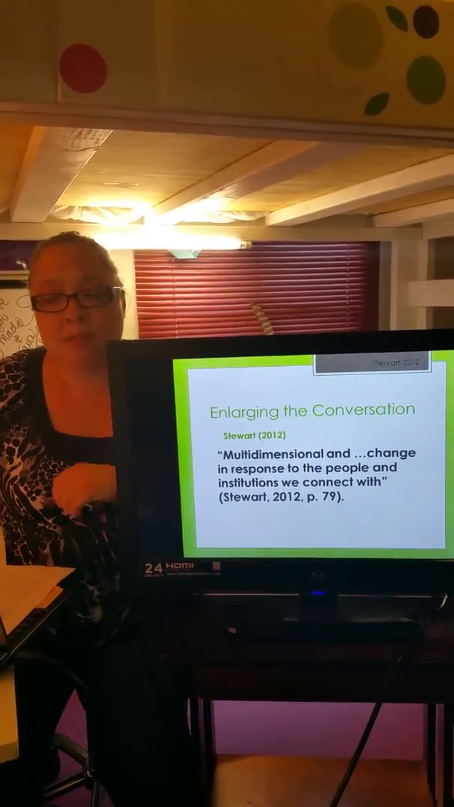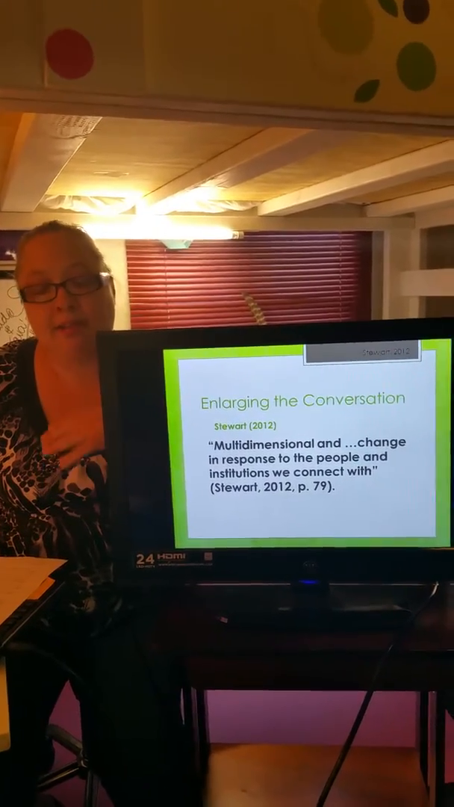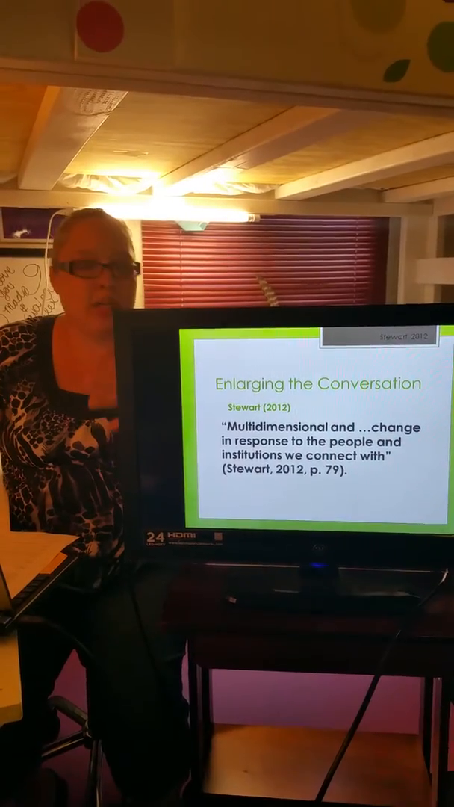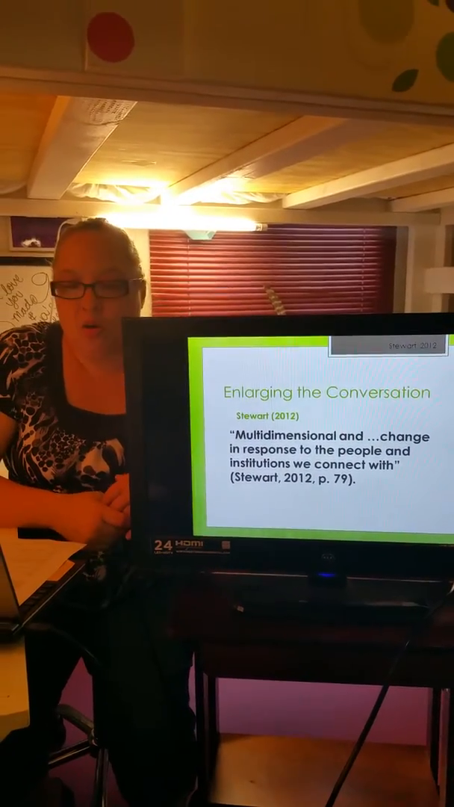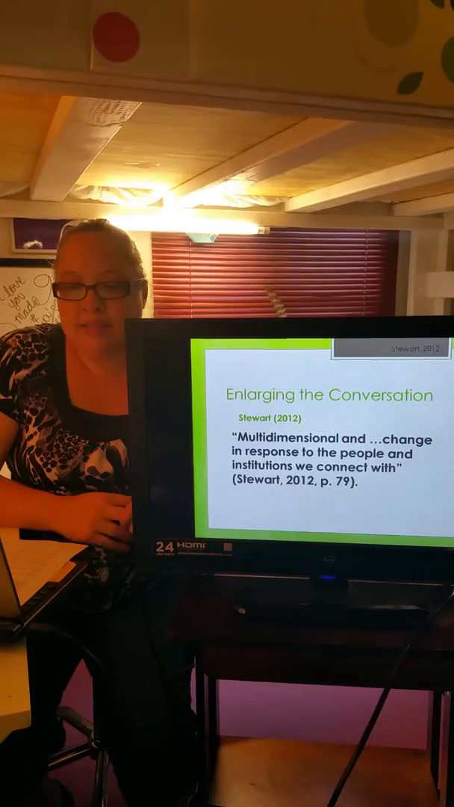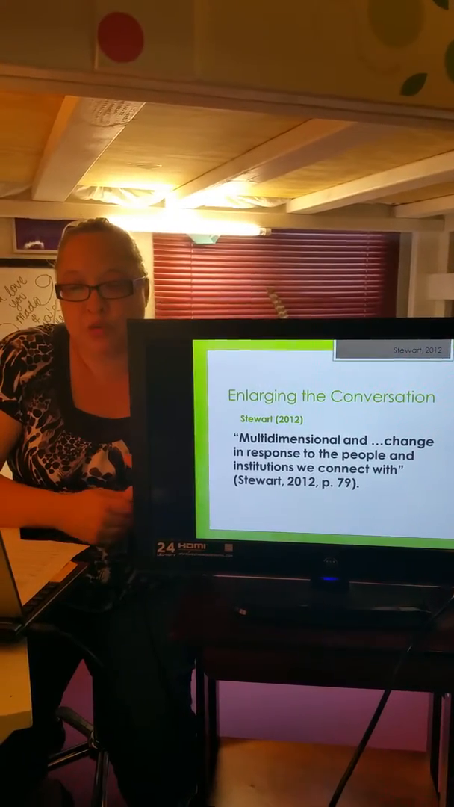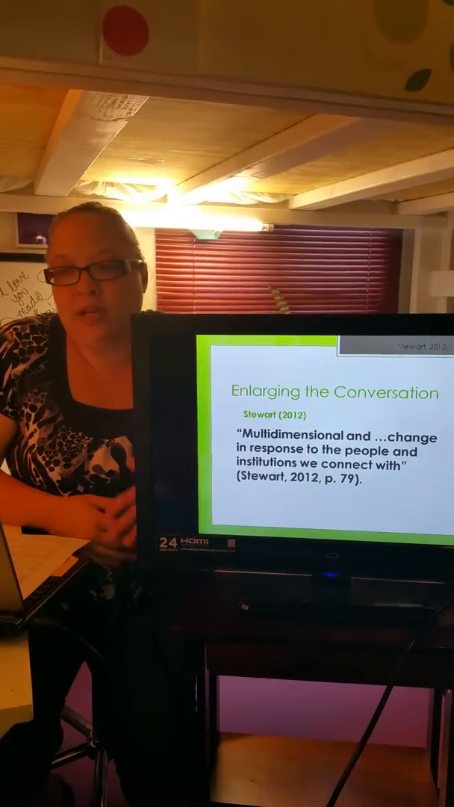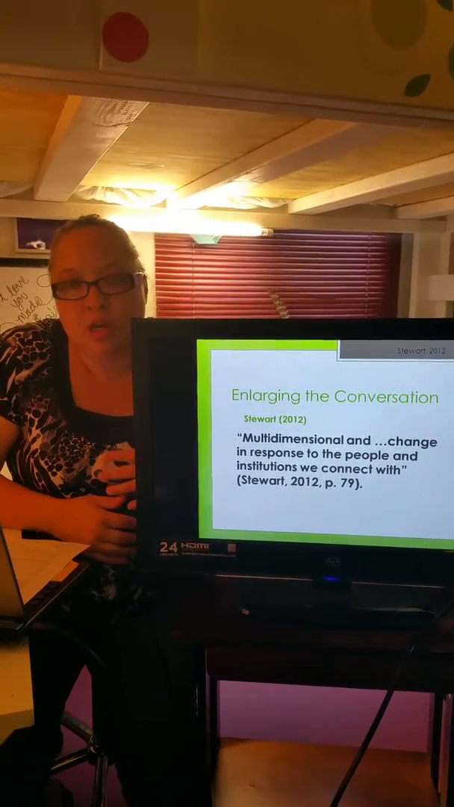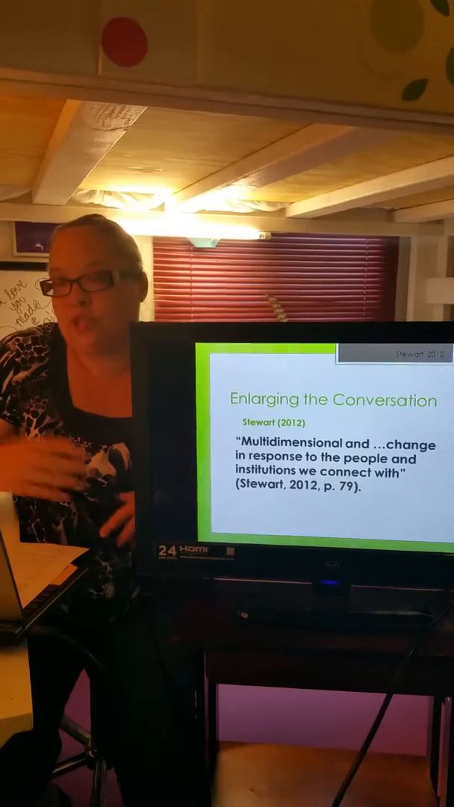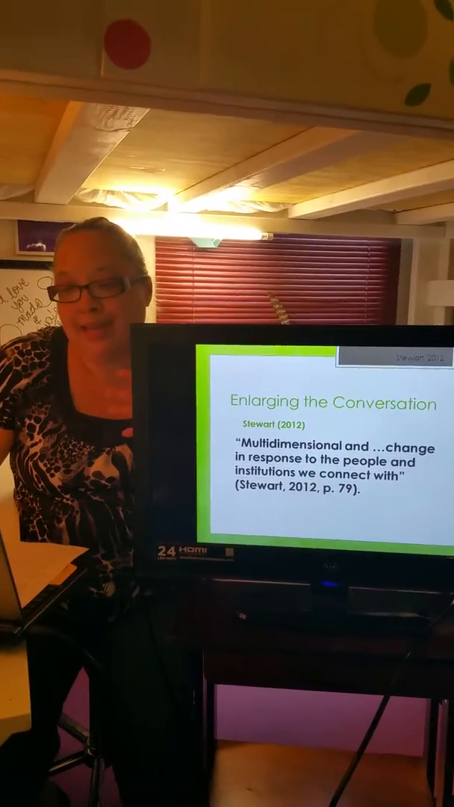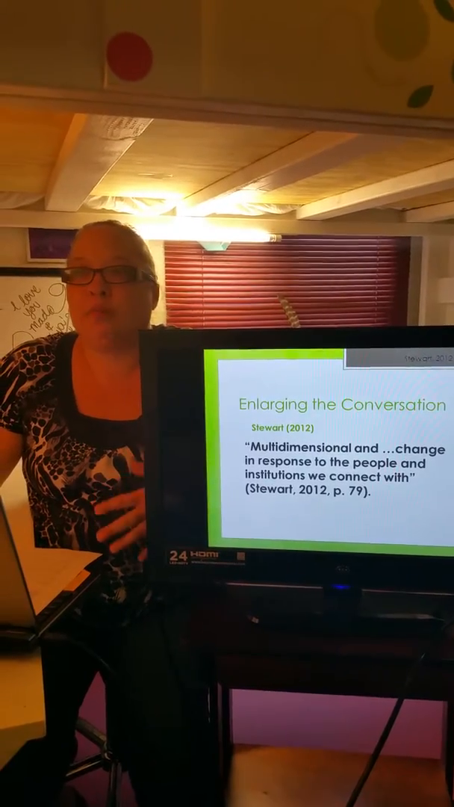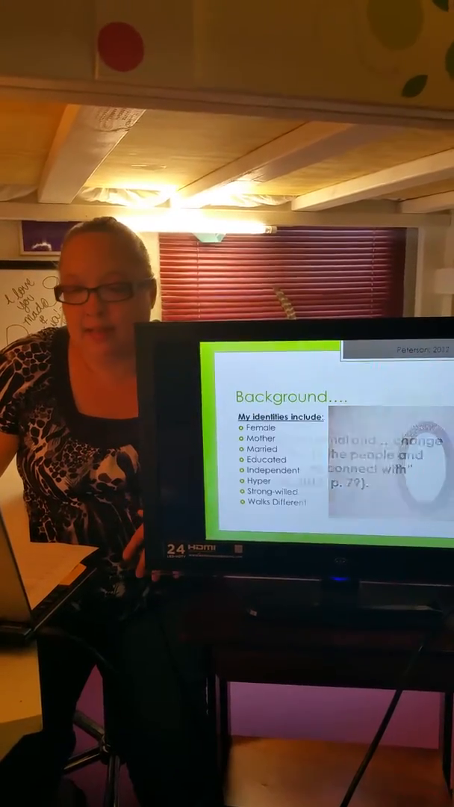Stewart also says that enlarging the conversation is multidimensional. It takes everybody. There's not a solitary player in conversation or in communication. It's a change in response to the people and the situations we connect with. So our mode of communication and how we react to others changes with the relationship that we have, and in the context of how we're talking. If you're at work versus a friendship versus a pastor, things like that.